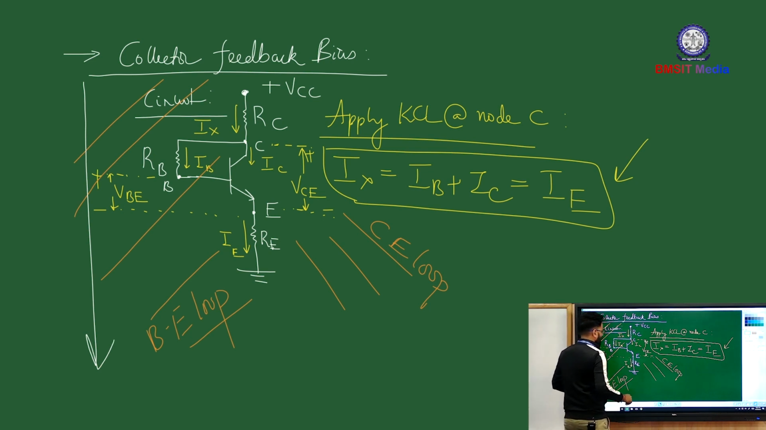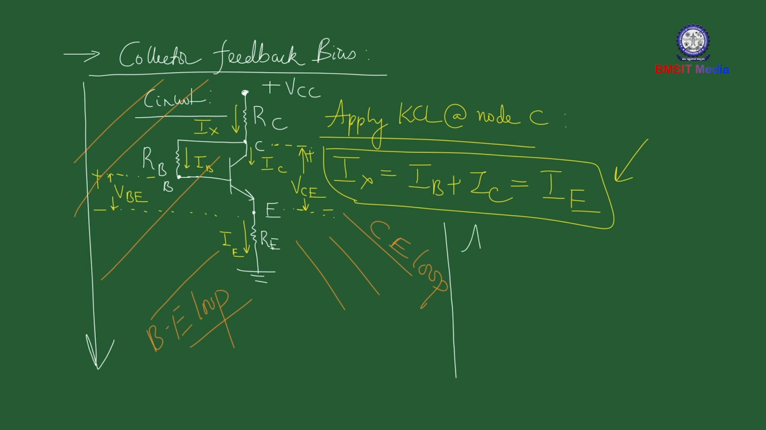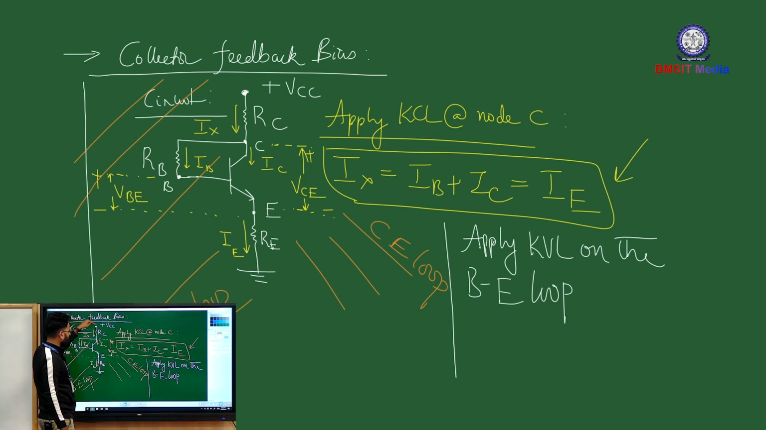Okay, so let us apply KVL starting from the power source. Here let me write, and then let me rearrange the terms. So first I'll write apply KVL on the base emitter loop. So let me visit base emitter loop. Okay, so on the input side I'm going to apply KVL. So let's start with power supply voltage VCC. So positive terminal I'm starting. So it is VCC, right?